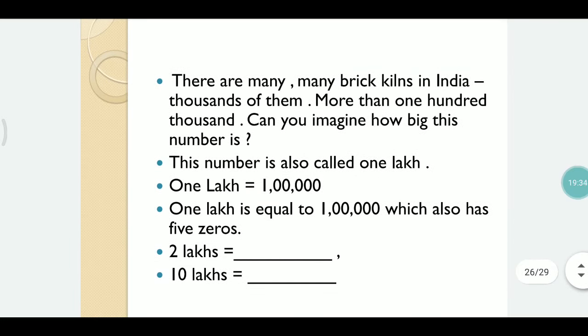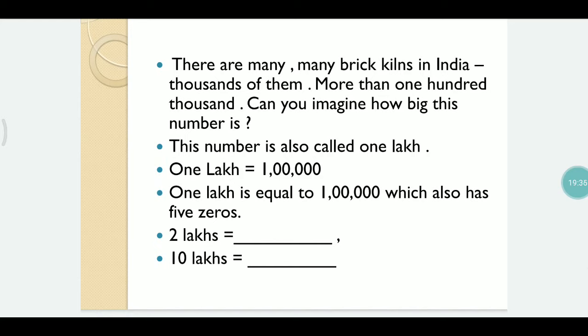Move to next page. There are many brick kilns in India, thousands of them, more than 100,000. Can you imagine how big this number is? Students, this number is also called 1 lakh. My dear friends, remember, 1 lakh is 1 followed by 5 zeros. Students, like that, 2 lakhs is 2 followed by 5 zeros.